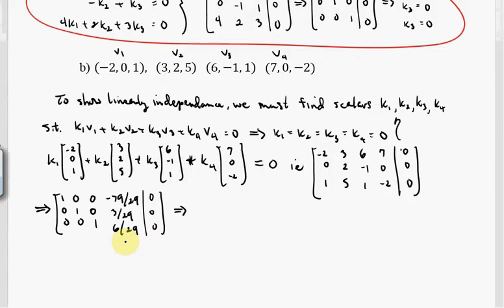So this implies, set K sub 4 equal to t. Here, K sub 1 is 79 over 29 t. I meant to say K, because those are the scalars here. K sub 1 is 79 over 29 times t. K sub 2 is negative 3 over 29, and K sub 3 is negative 6 over 29. Each one is times t, excuse me, times t.